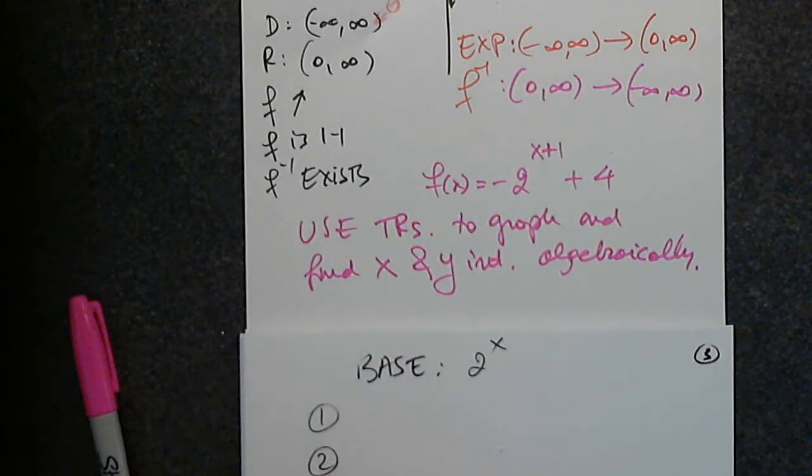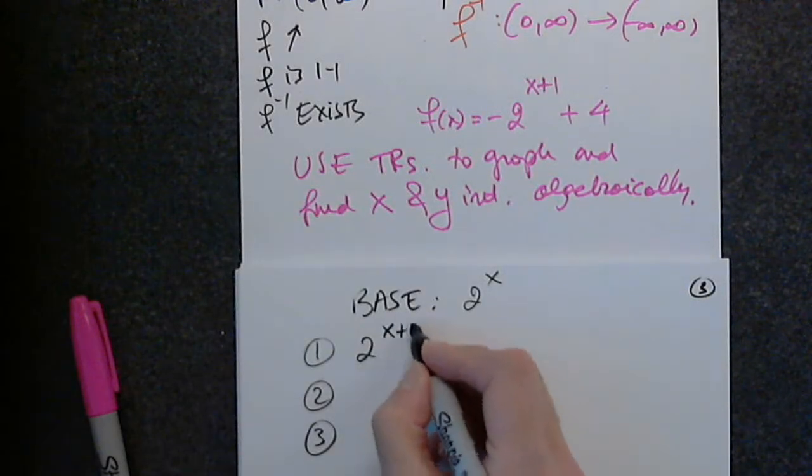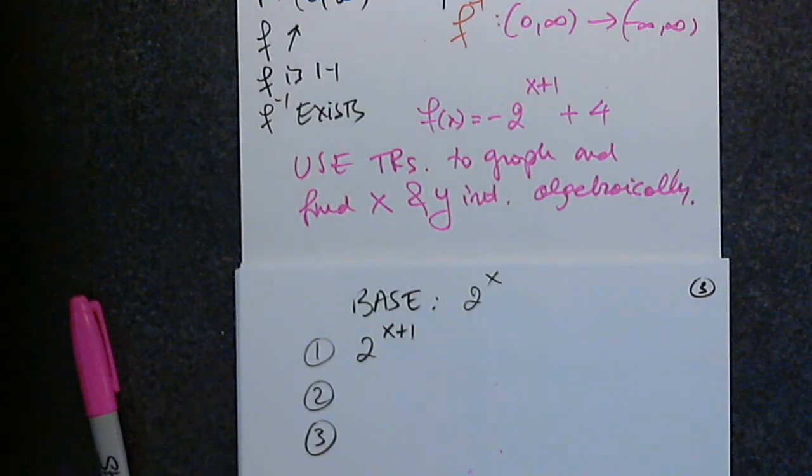First transformation, and then the second, and then the third. Would it be the 2x plus 1? Yes. Excellent. 2 raised to x plus 1. What does this do? Remember, a transformation can only be on the x-axis or on the y-axis. If I change x, it's on the x-axis. If I change y, it's on the y-axis. Very good. Left one.